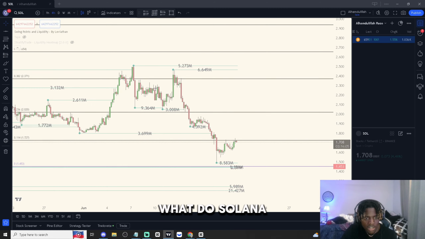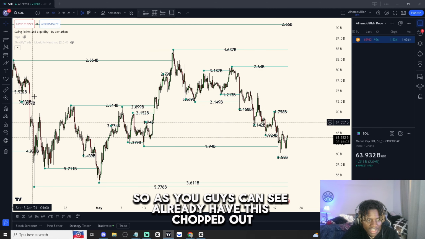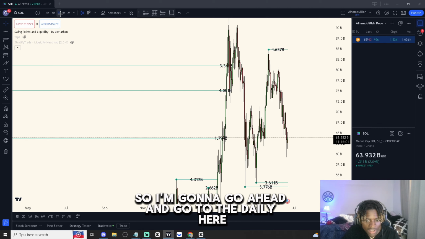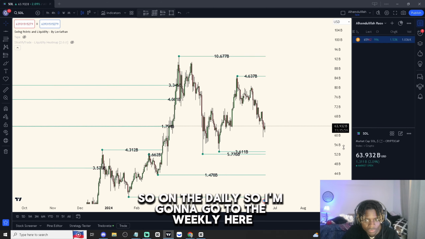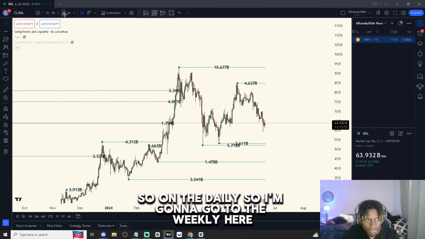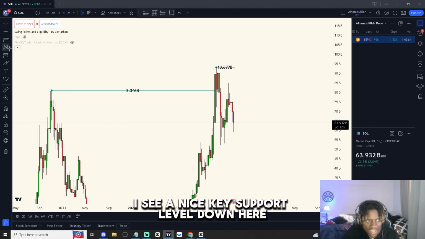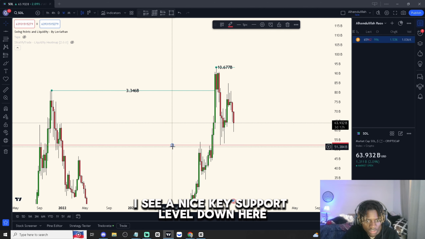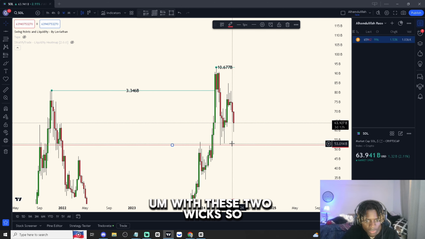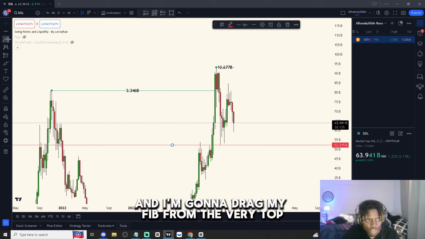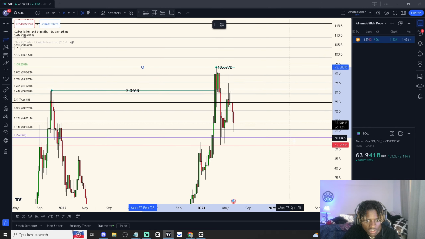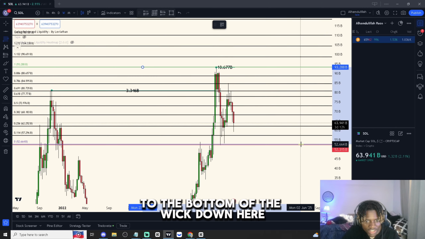We'll do Solana. As you guys can see, I already have this charted out. So I'm going to go to the weekly here and see if I see any key support levels. As you guys can see, I see a nice key support level down here with these two wicks. So I'm going to drag my fib from the very top to the bottom of the wick down here.